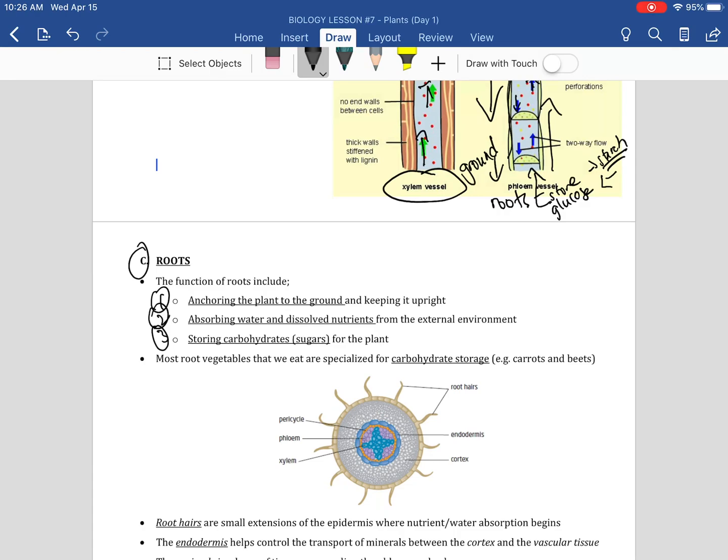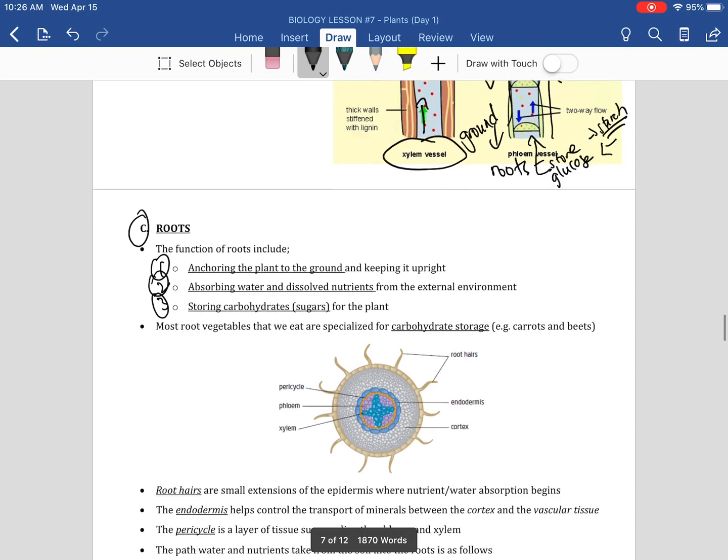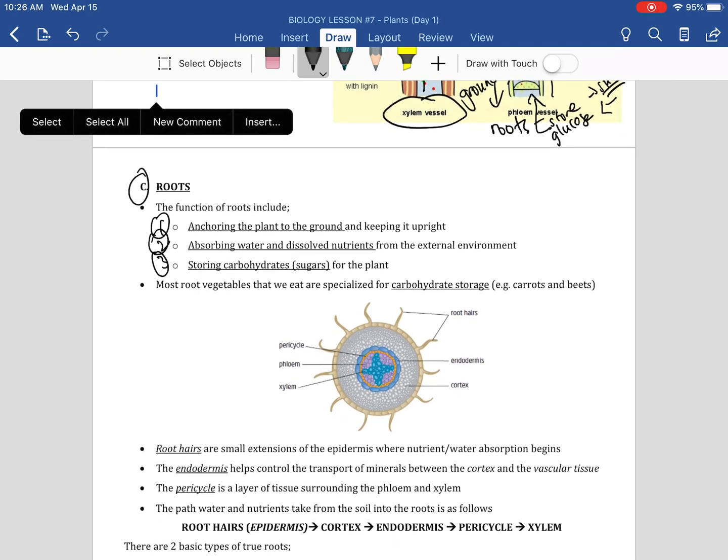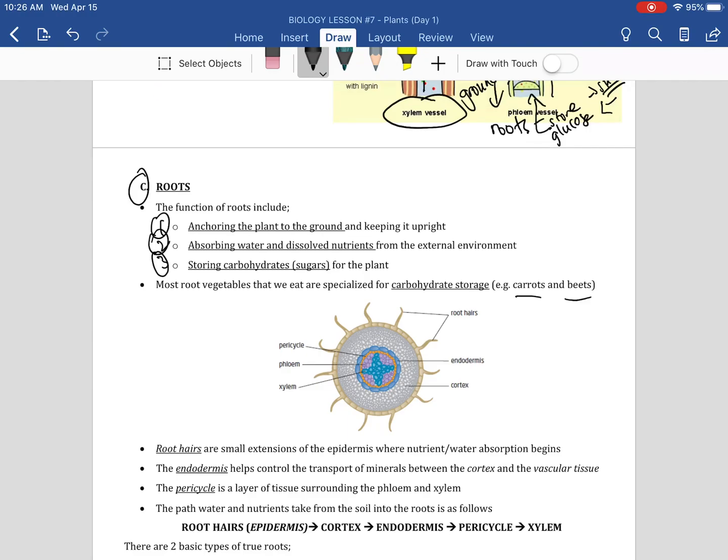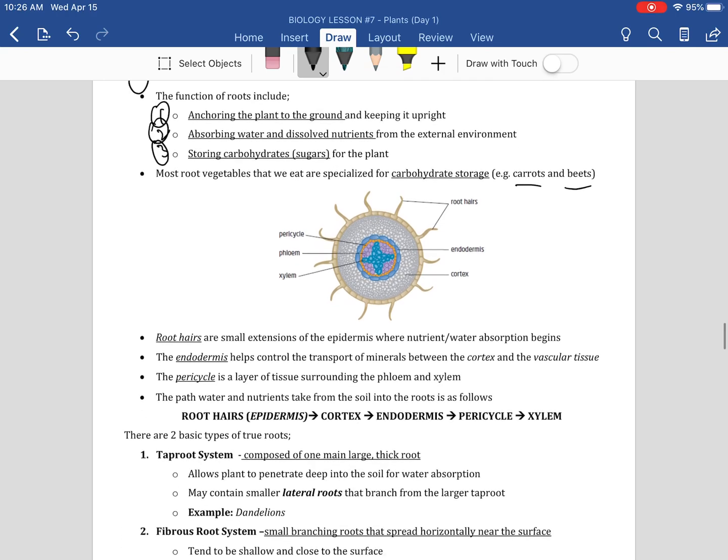And finally, I had mentioned this before, when the plant makes glucose and it doesn't need to use that glucose right away, it gets stored in the form of starch, and the place where it gets stored is the roots, all right? So most root vegetables that we eat are specialized for carbohydrate storage. So carrots, beets, that is what they're specialized for. It's carbohydrate storage. So let's take a look at the root organ.